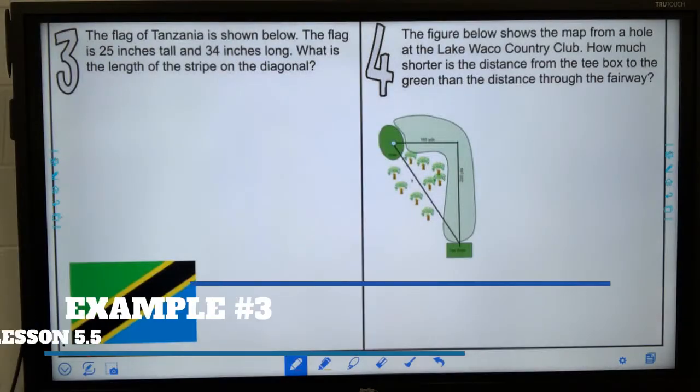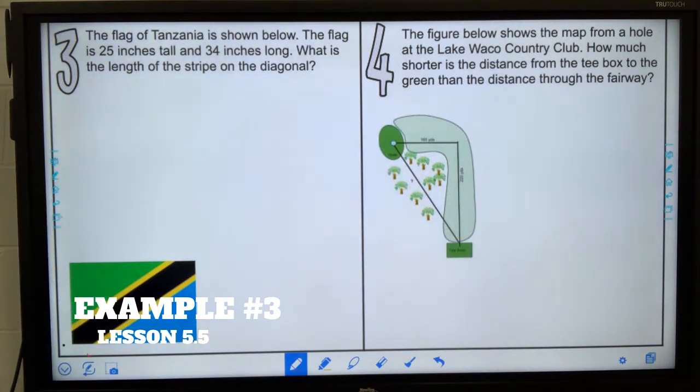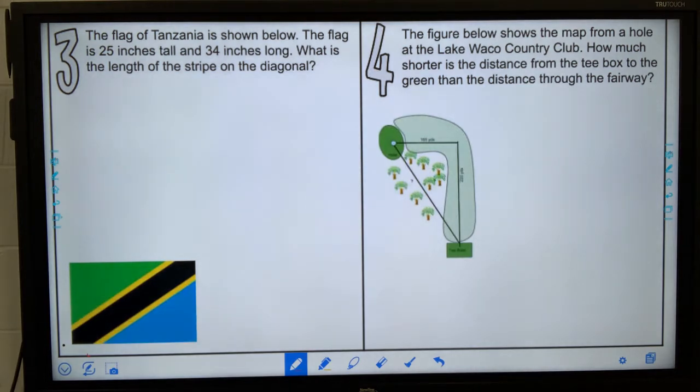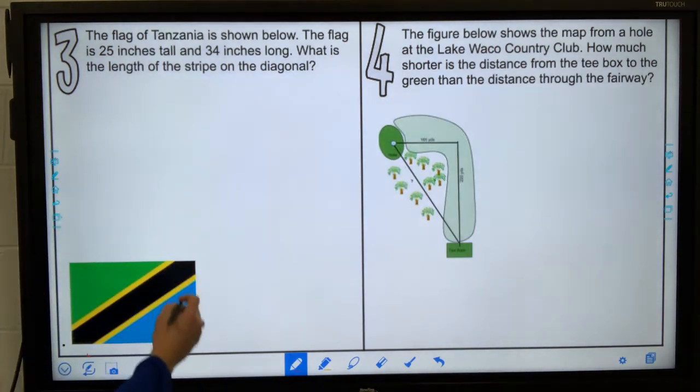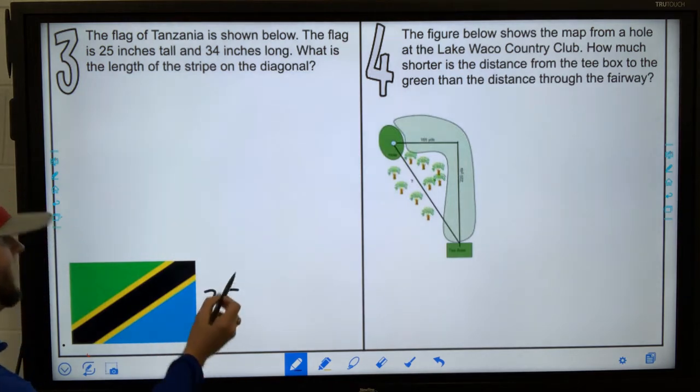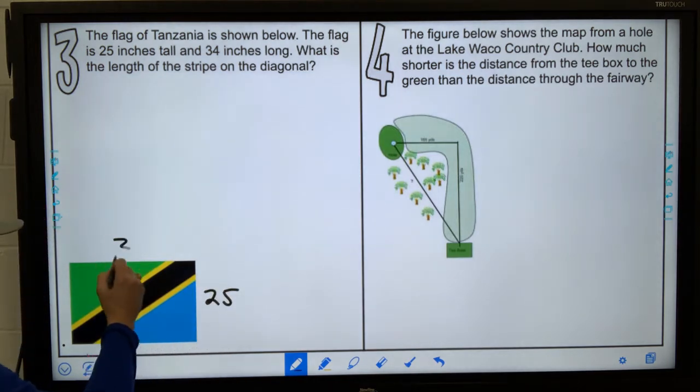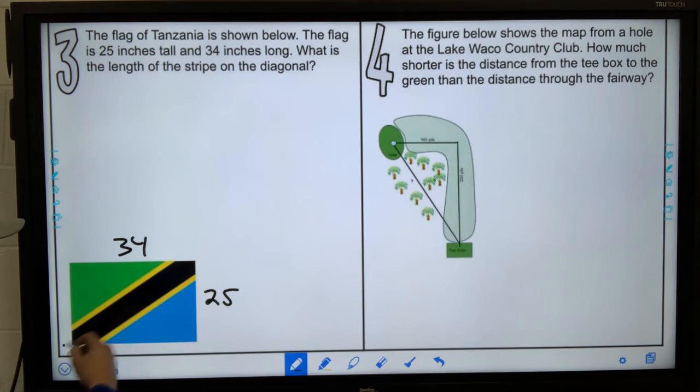All right, so on example number 3, it says, the flag of Tanzania is shown below. The flag is 25 inches tall and 34 inches long. What is the length of the diagonal stripe, okay? So the height is going to be 25. The length is going to be 34, and it wants us to find the diagonal, okay?